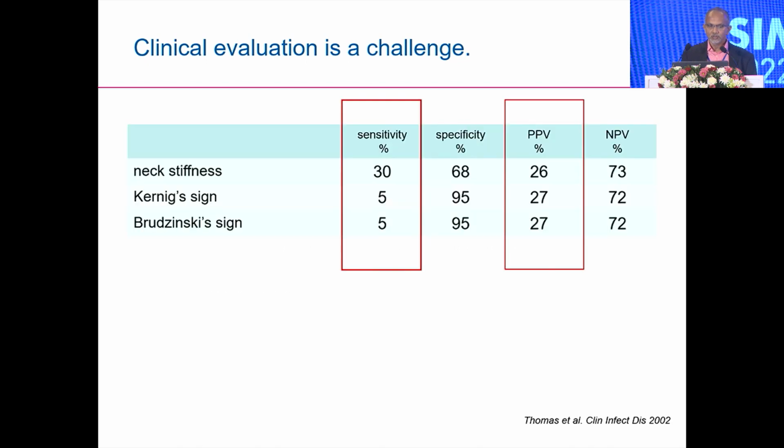A similar study some time later looked at the key clinical signs that we elicit and teach our students, neck stiffness, Kernig's sign, etc. They have very low sensitivity and very low positive predictive value. So they are much better at ruling out CNS infection than ruling in CNS infection.